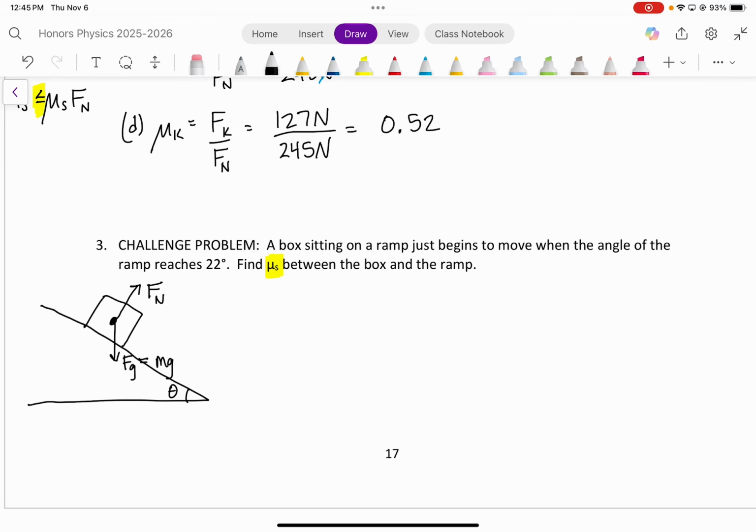Parallel to the surface, but going the opposite direction of the way that the block wants to go. It's not moving yet. We said that it's the opposite direction of the velocity, but this block is not moving yet. The static friction is preventing it from moving. But what direction does the block want to go? The block wants to go down the ramp. So static friction is going to oppose it up the ramp. So this is static friction.